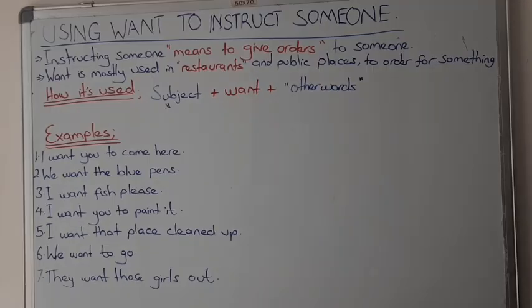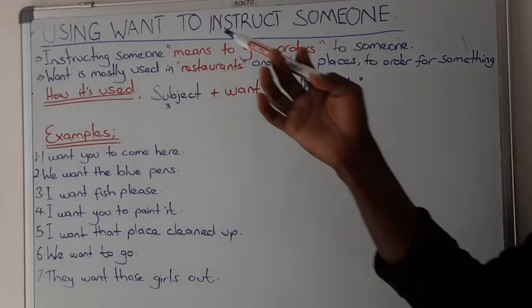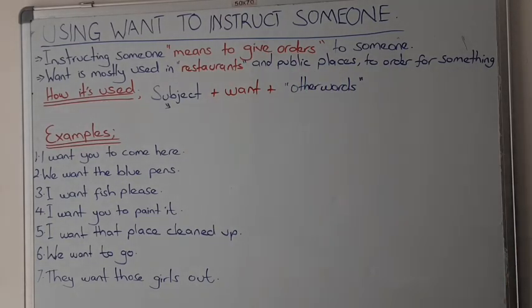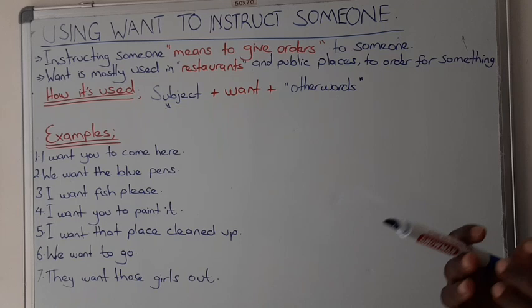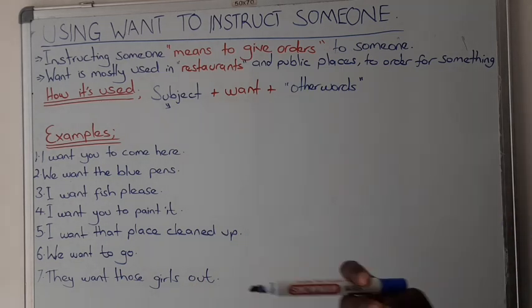Once again, how to use want to instruct someone. Using want to instruct someone means to give orders for someone to do something for you. For example, I want you to bring me fish. So you are ordering, you are sending him or her to bring fish for you.